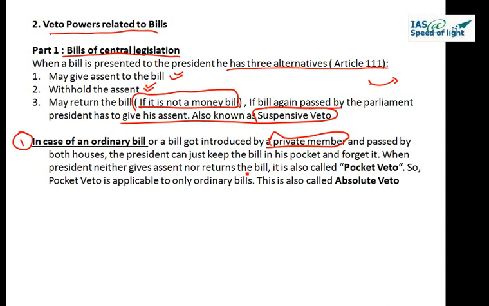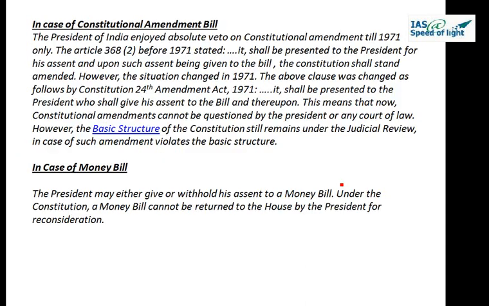So the president can just keep the bill in his pocket and forget it, like what we have seen, withhold his assent. When the president neither gives his assent nor returns the bill, it is also known as the pocket veto. So pocket veto is applicable only to ordinary bills, and this is known as the absolute veto, because now the president has absolute power. He will have the power to see that this bill doesn't become an act. So in an ordinary bill, he has this absolute veto.